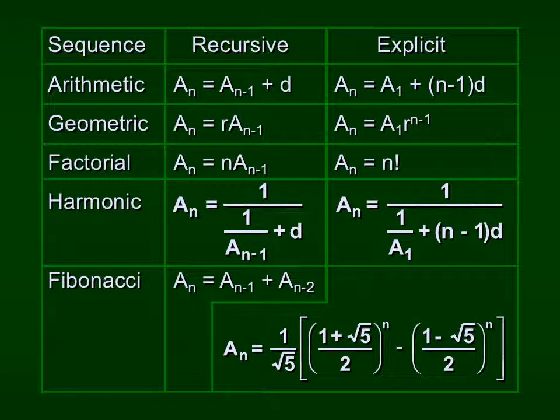For every special recursive sequence that we have, the arithmetic, the geometric, the factorial, the harmonic, and the Fibonacci, there's also going to be an explicit formula just for them. So here's the chart for that. This n with an exclamation mark is called n factorial. An n factorial is when you multiply that number by each number after that. So for example, 5 exclamation mark, or 5 factorial, would be 5 times 4 times 3 times 2 times 1.